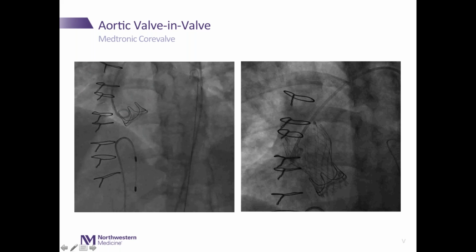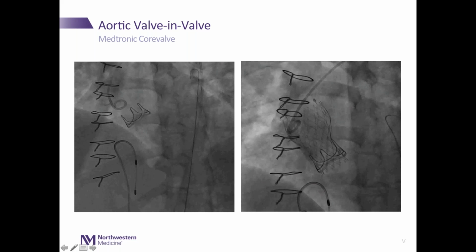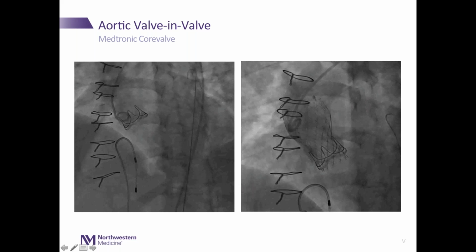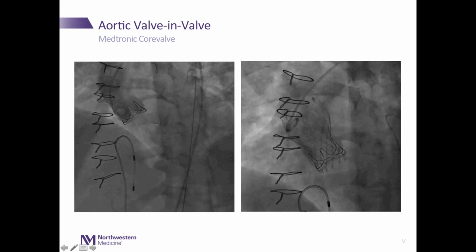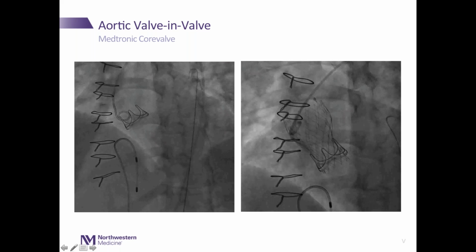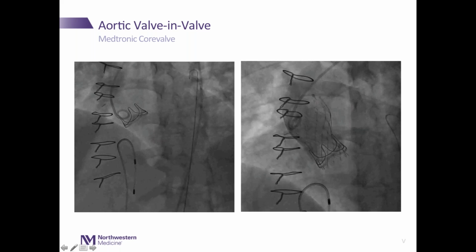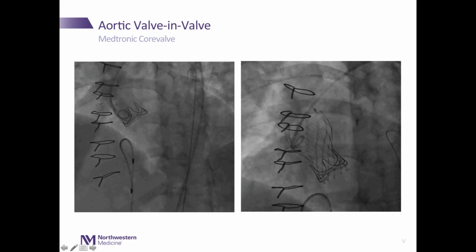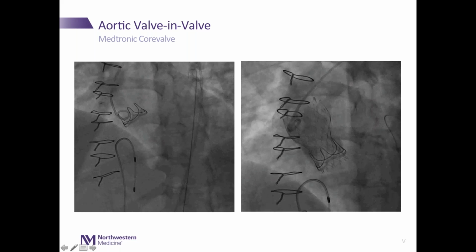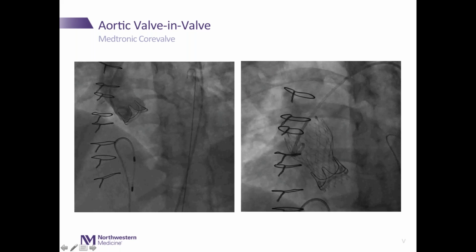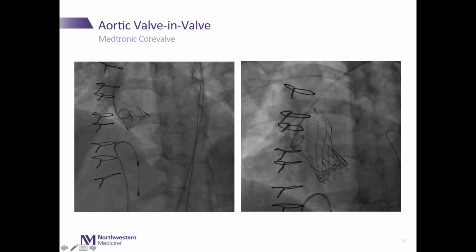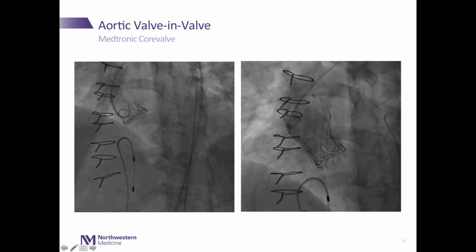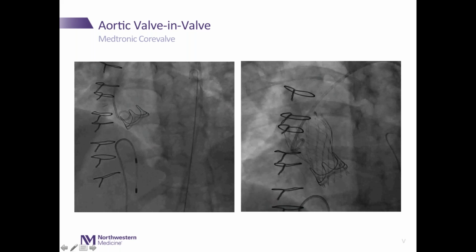Now, it's interesting to note that we can do a valve-in-valve procedure in a previous surgical valve that is either too tight or too leaky. And this is what we see in real life when we implant a Medtronic valve in a patient who had previous aortic valve replacement. Currently, this procedure is approved for patients who had previous surgical aortic valve replacement who now need a new aortic valve.